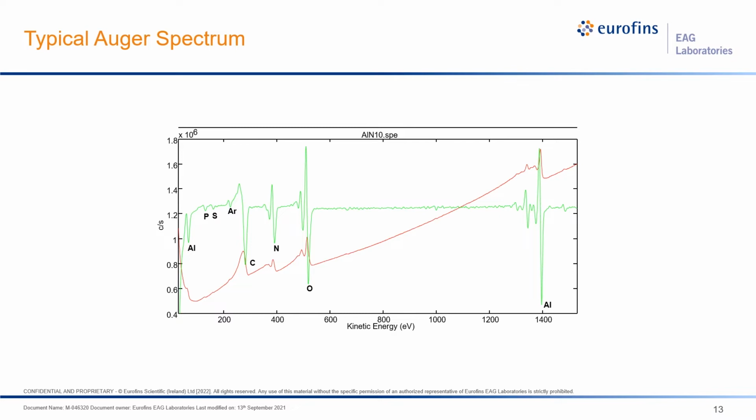So here we can see the peaks for aluminum, oxygen, nitrogen, carbon, some smaller peaks here. This is from a surface of an aluminum nitride sample. So most spectra you'll see will be in this format, although there are some advantages of showing it in this format as well.